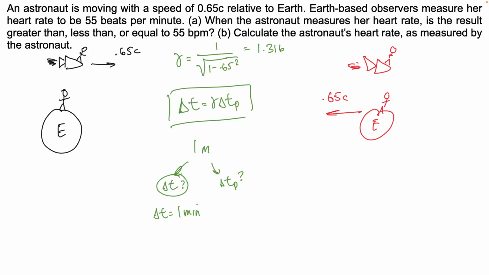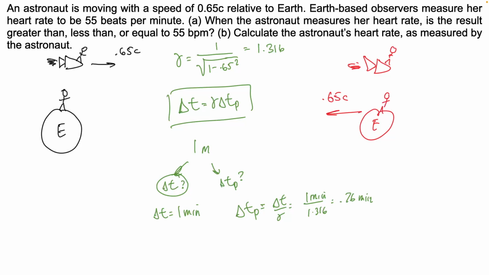So let's find out what the proper time would be for those 55 beats. Now, this is going to get a little bit interesting, but let's just see what happens. We're solving for proper time, so that means it's going to be the dilated time divided by gamma. So 1 minute divided by 1.316, which gives me 0.76 minutes.